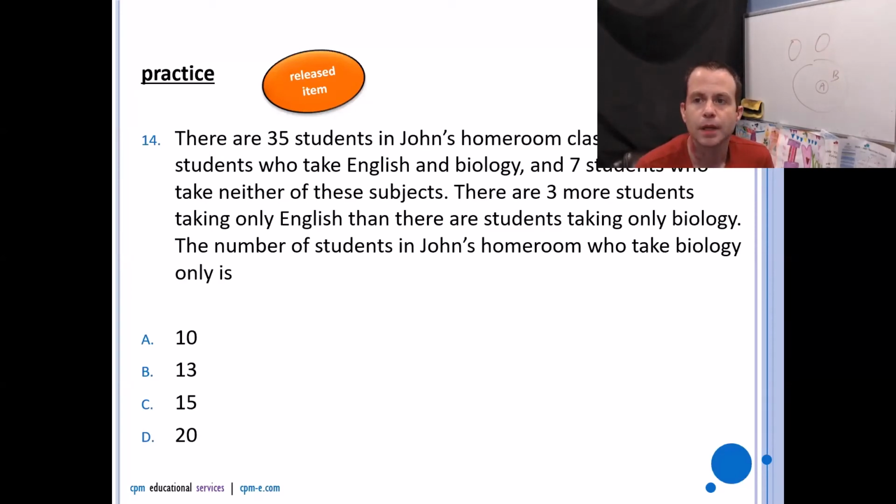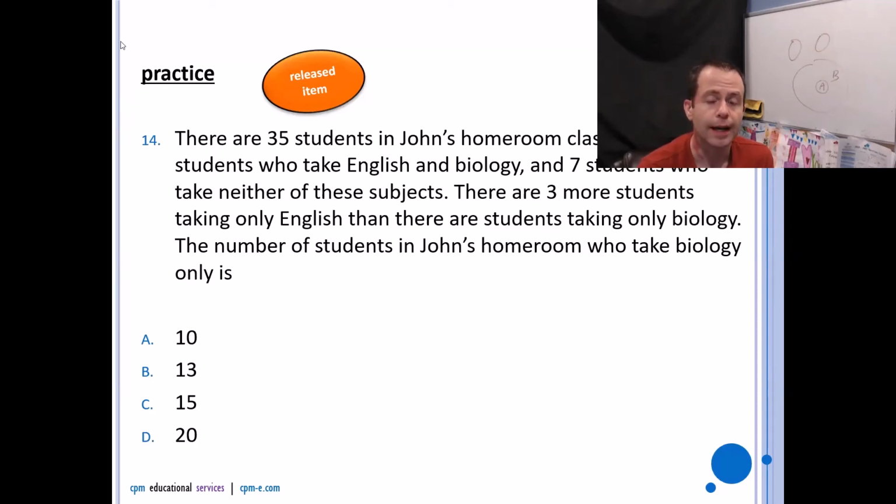Okay, there are 35 students in John's homeroom class. There are 5 students who take English and biology, 7 who take neither of these subjects. There are 3 more students taking only English than there are students taking only biology. Find the number of students in John's homeroom who take biology only.